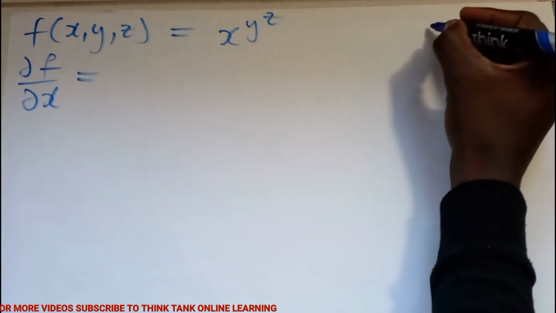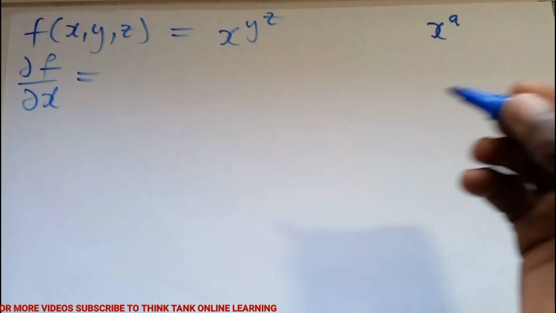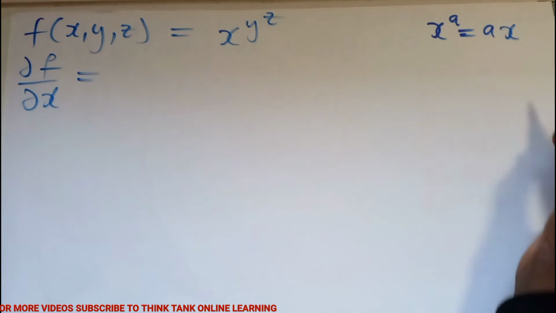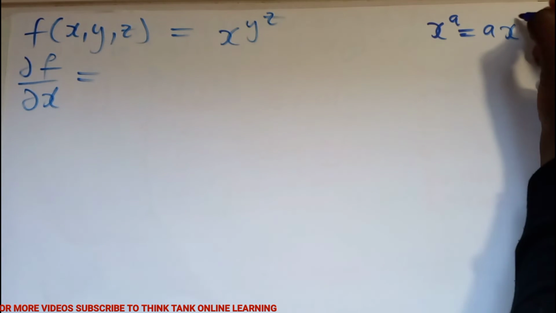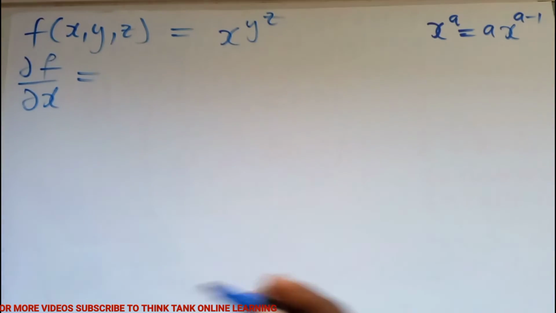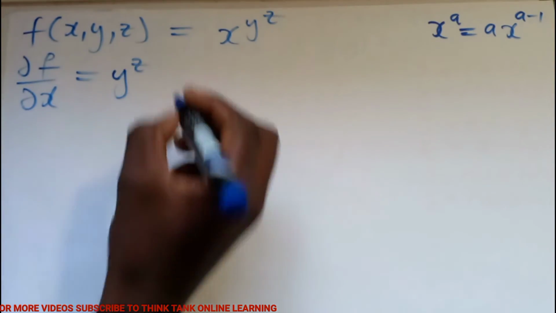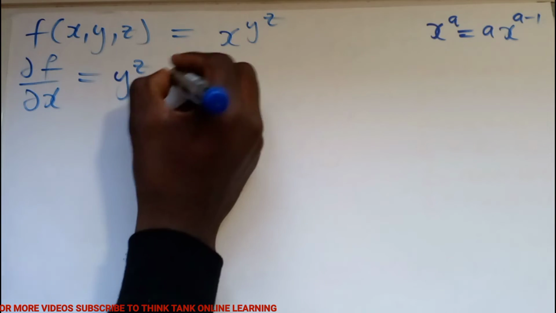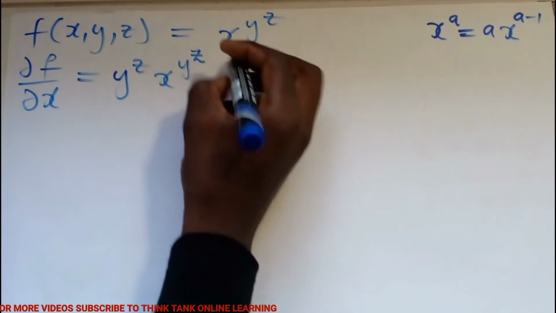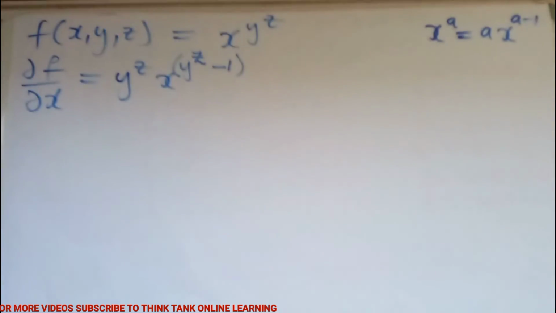Let's say we're given x to the power a, and the derivative is going to be a x. We're just going to drop the power, then take the power minus 1. I'm just going to do the same here. So what is our power? The power is y to the power z, so x to the power y to the power z minus 1. Let me put brackets here. So this is easy.